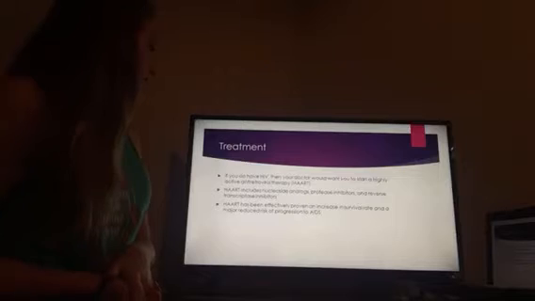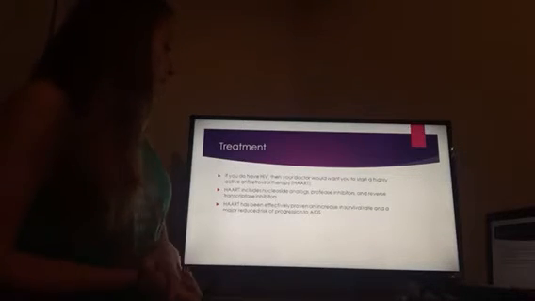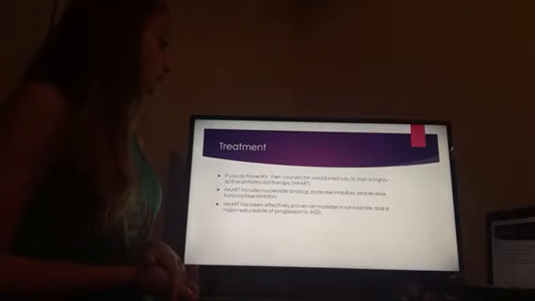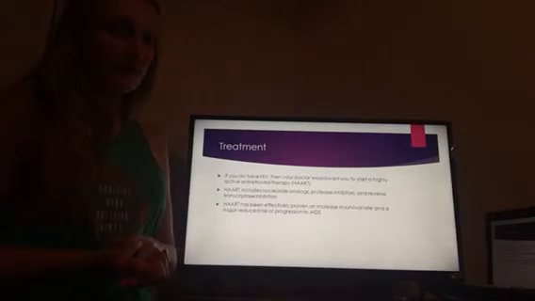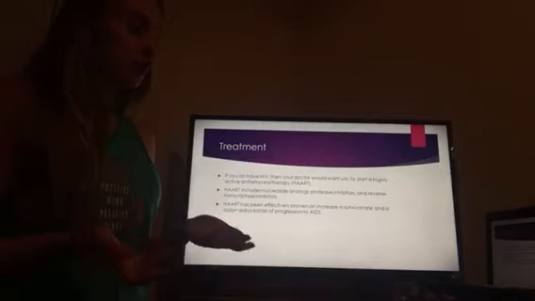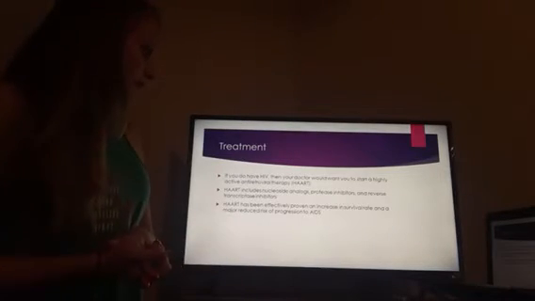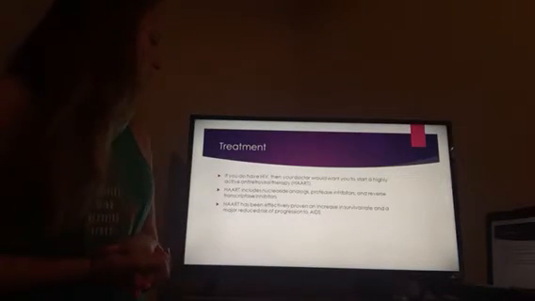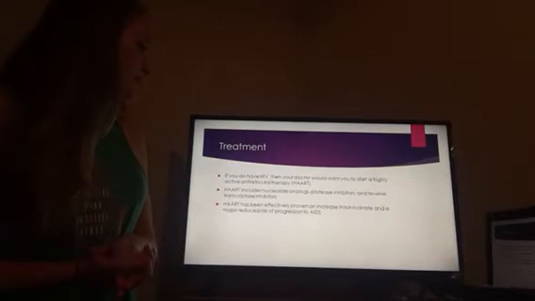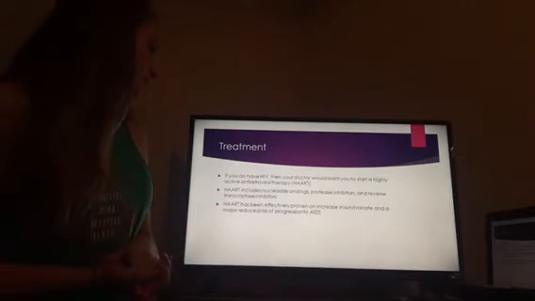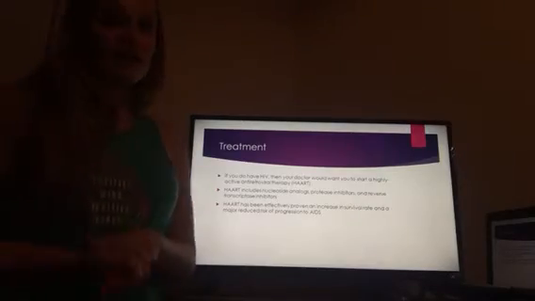Treatment. If you do have HIV, then your doctor will want you to start highly active antiretroviral therapy, otherwise known as HAART. HAART includes nucleoside analogs, protease inhibitors, and reverse transcriptase inhibitors. HAART has been effective, has proven to increase survival rate, and majorly reduces the risk of progression to AIDS.